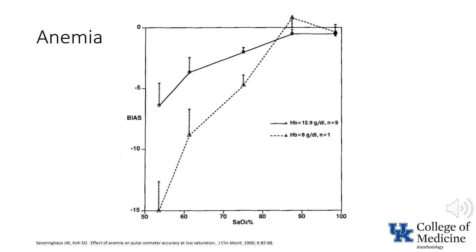This graph demonstrates that anemia is associated with decreased accuracy of pulse oximetry in the presence of poor oxygenation, although the exact mechanism is debated. The same article reports that the lower the hemoglobin, the less accurate the pulse oximeter, and also that the worse the oxygenation, the less accurate the pulse oximeter.